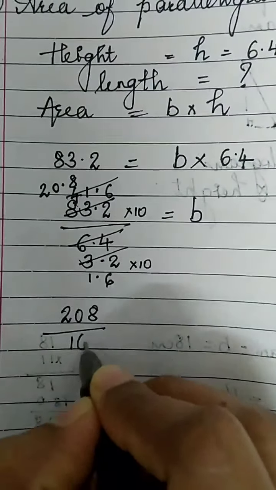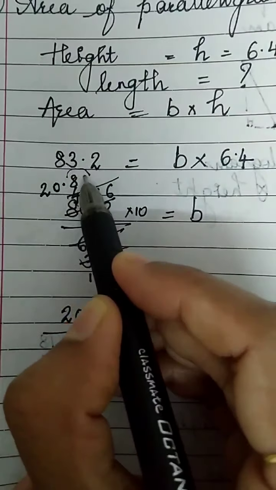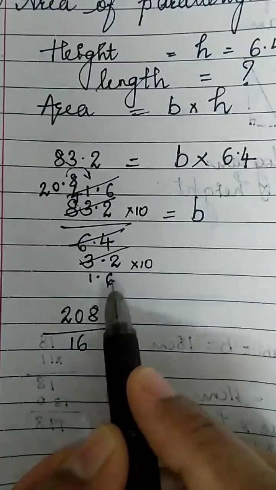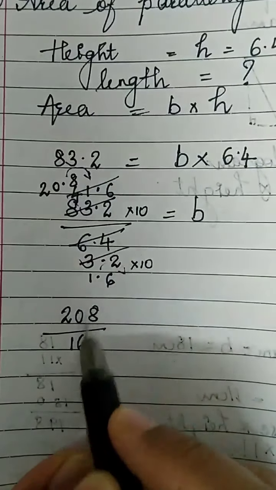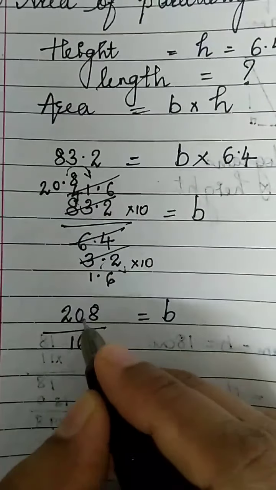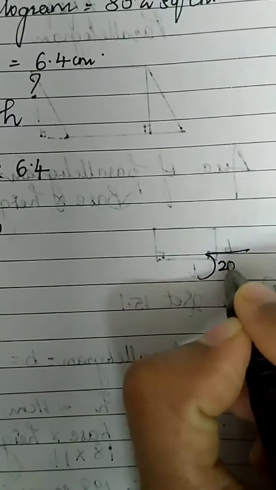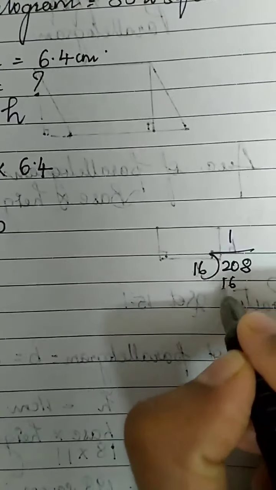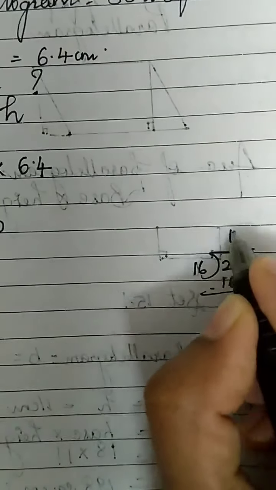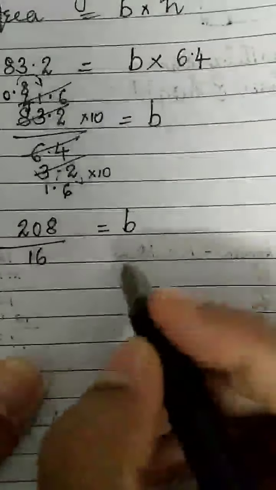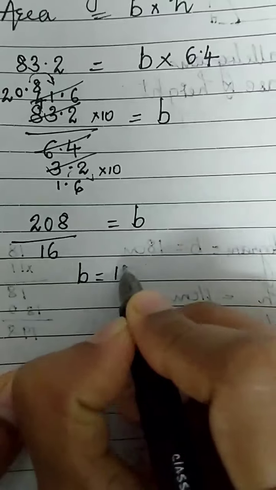208 upon 16. Decimal point will get shifted, no? So this will become 208 and this will become, again decimal point shifted, 16. 208 upon 16 is equal to base. Let us see whether 208 goes in 16's table. Divide and check. 208 divide by 16, or you can divide by 2 and go on. 16 ones are 16, 4, 8. Yes, 16 threes are 48. Okay, so we got the answer as 13. B is equal to 13.